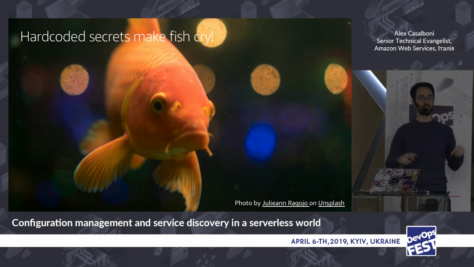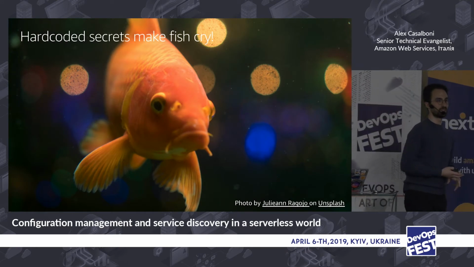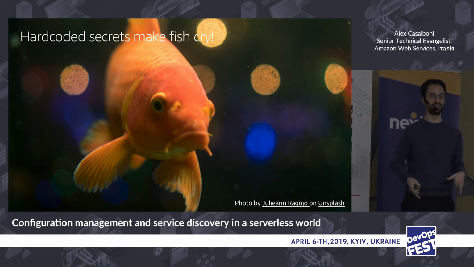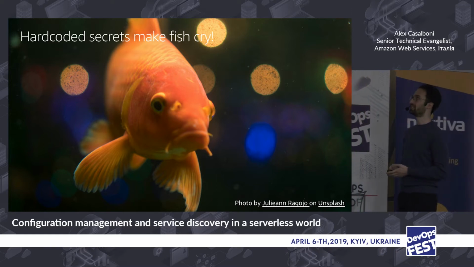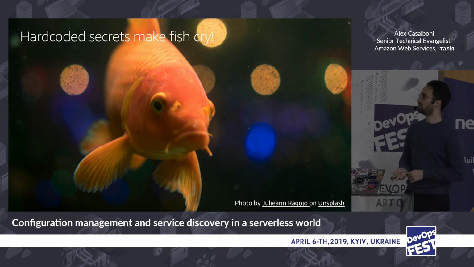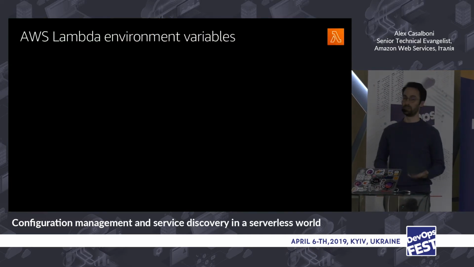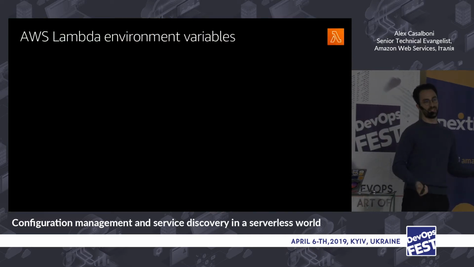There is a second really, really bad thing that developers like doing, which is making things work really fast. And in order to do it, they hard-code stuff around. It could be a host name, it could be an API endpoint, it could be a token or a secret or a password. So this is also really bad. So we don't want to make fish cry, right? So how do you deal with this issue, this challenge, let's say?